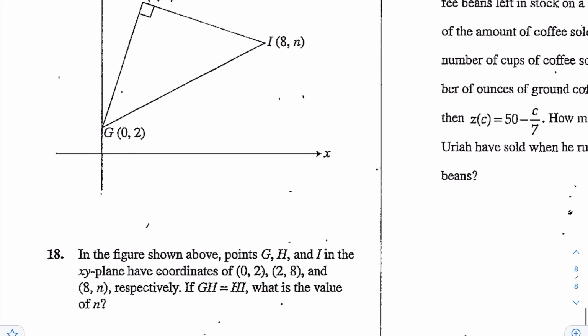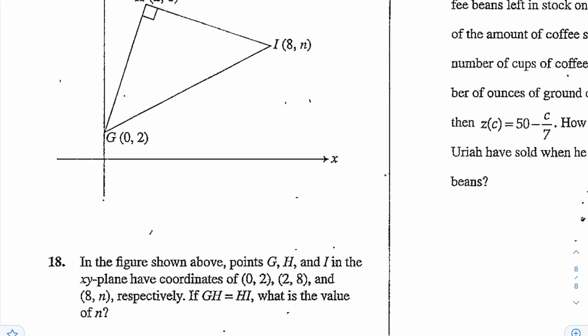All right, next for number 18. In the figure above, points G, H, and I in the xy plane have coordinates (0, 2), (2, 8), and (8, n) respectively. Now GH is equal to HI. What's the value of n?